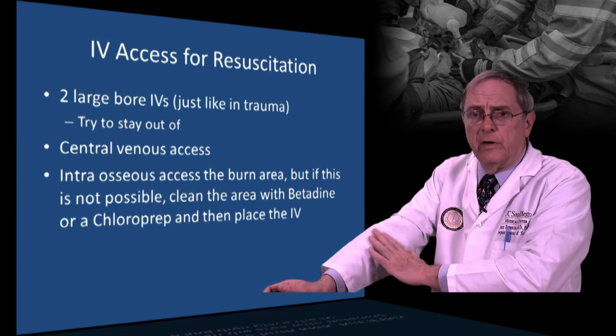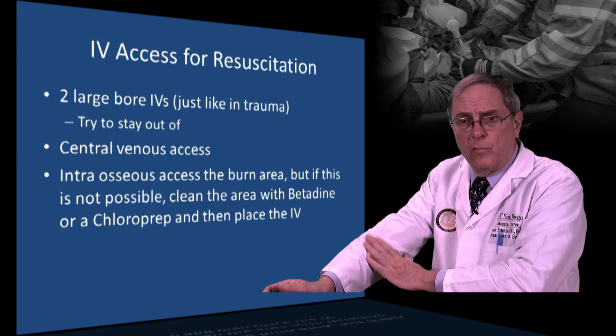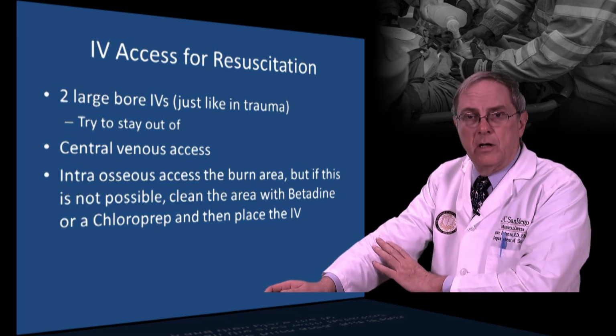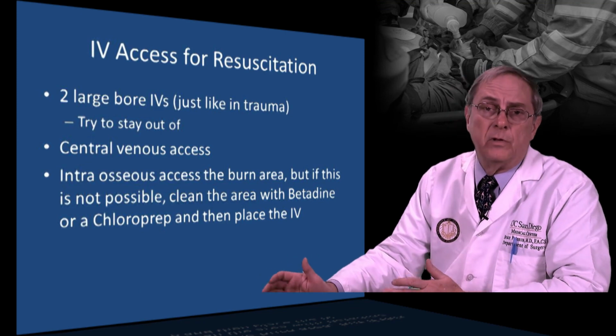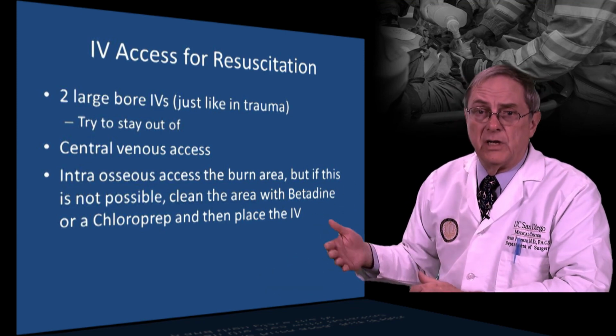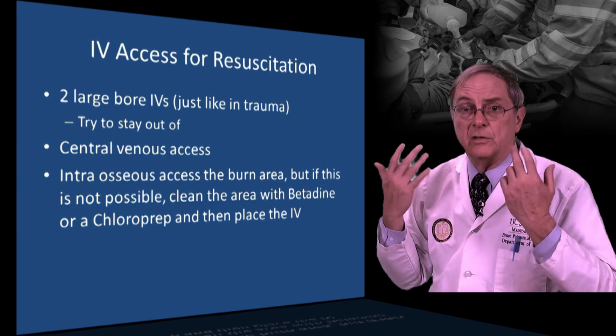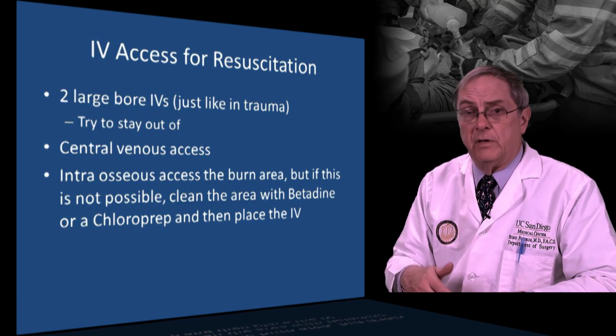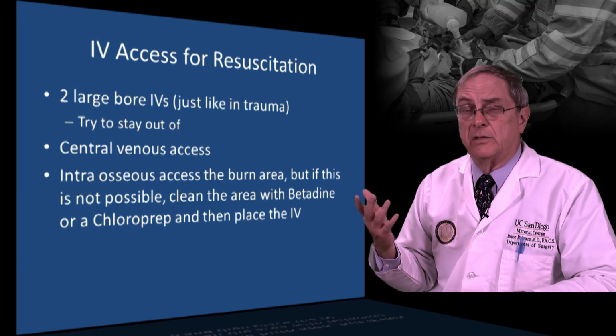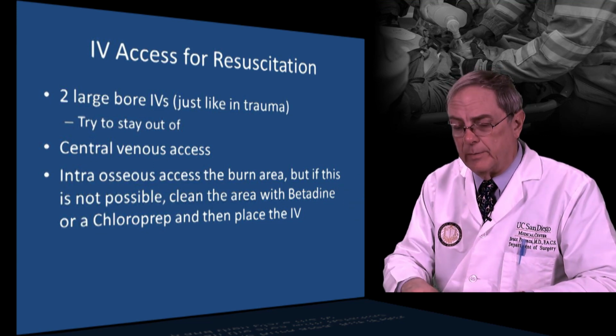It's got a blister over it. It's got some char over it. Just clean that off with a rag and then use your ChloraPrep, and then go ahead and just start the IV. We'll remove that when the patient gets here and we can establish more of a central venous access for our patients. If you can't get the 2 large bore IVs, you're not going to get a central line access in the field because you don't have that type of equipment.